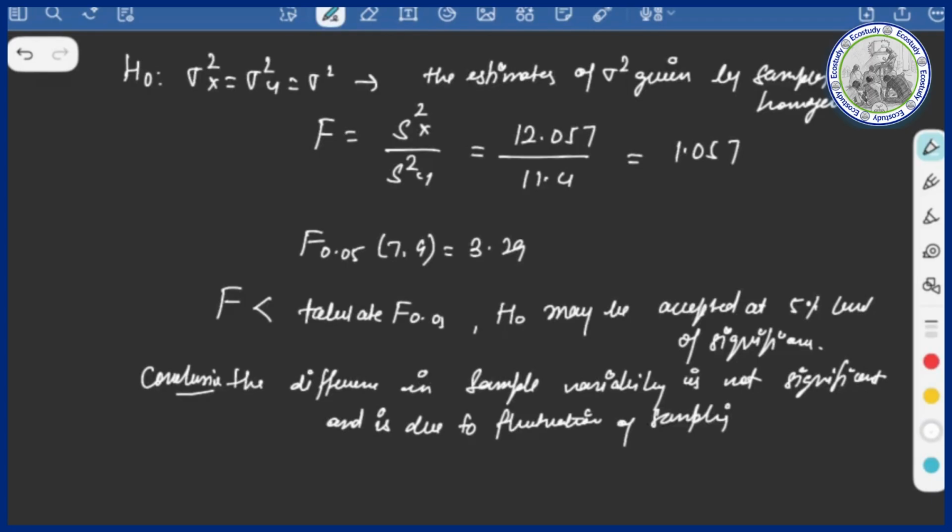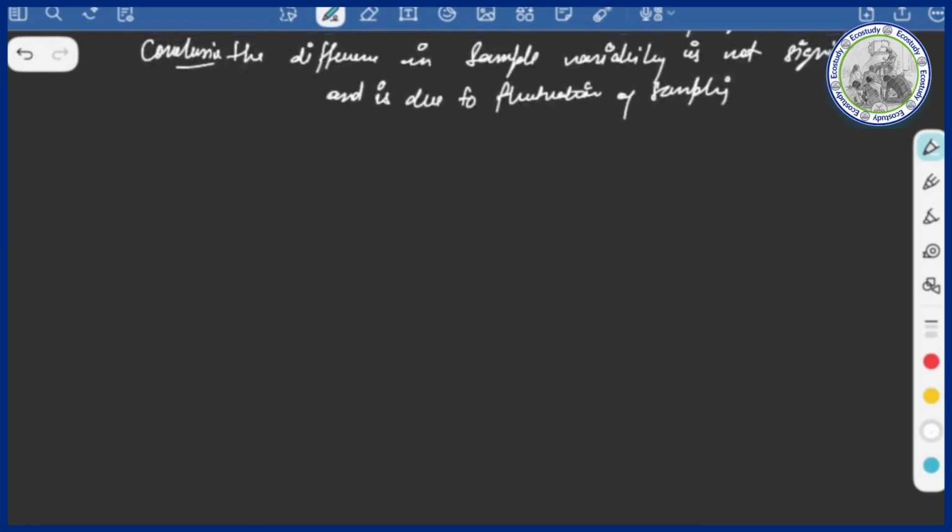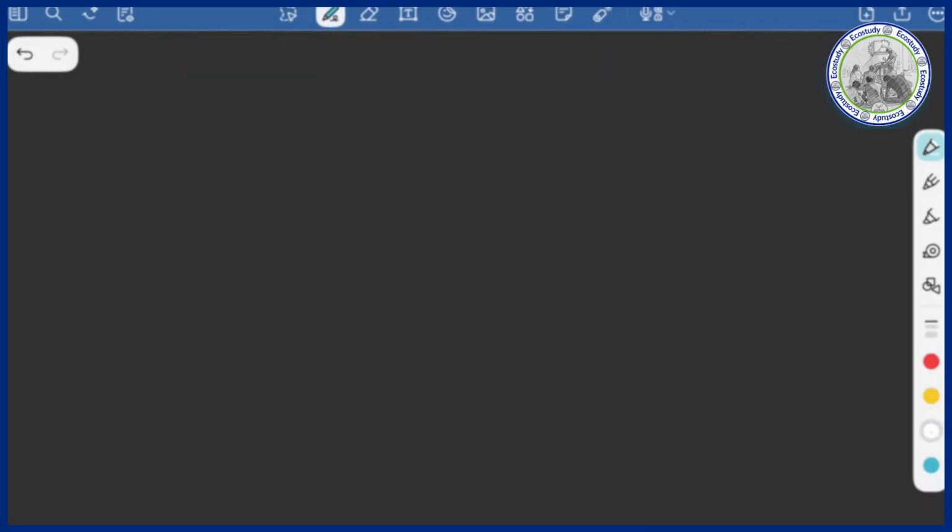One minute, I will see if there are any questions. Okay, and now let's see one or two questions regarding the chi-square distribution. Okay, last concept, that is chi-square.